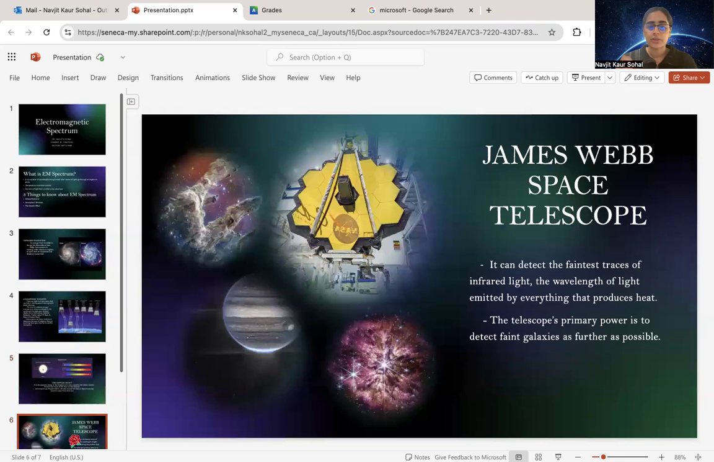And now, for the last thing, we have to talk about the James Webb Space Telescope, which is used to detect the faintest traces of infrared light, the wavelength of light emitted by everything that produces heat. This telescope's primary power is to detect faint galaxies as far away as possible.